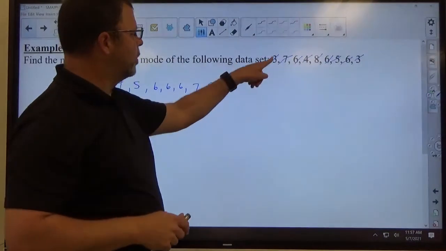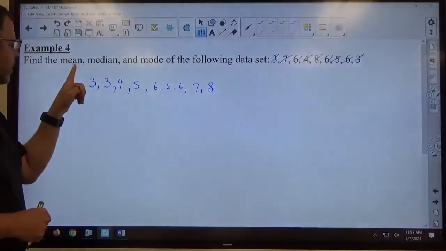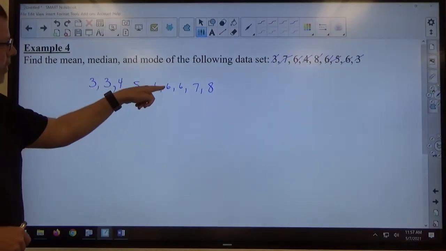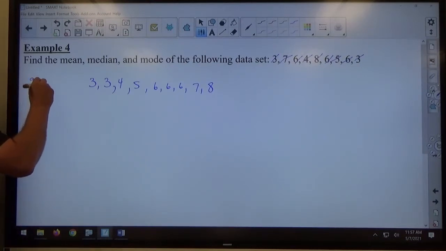If I just count up 1, 2, 3, 4, 5, 6, 7, 8, 9 points of data. Make sure you copy them all down. The main mistake people make in these types of problems is they leave a number off. So make sure you get the whole list. I do know there are 9 numbers.